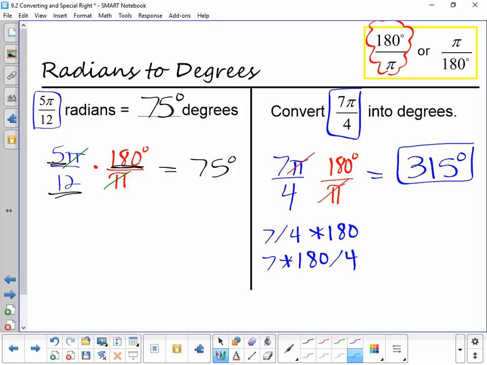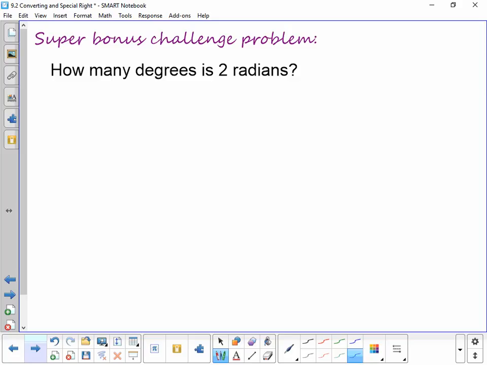Let's convert something interesting here. How many degrees is 2 radians? This does not say 2 pi radians, so be careful. This is exactly 2 radians. So if I want to convert this, I write the angle that I have, in this case 2 radians, and I multiply that by 180 over pi. It's the same conversion factor, since I want my answer to be in degrees.